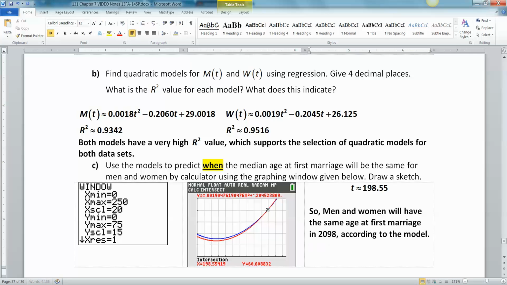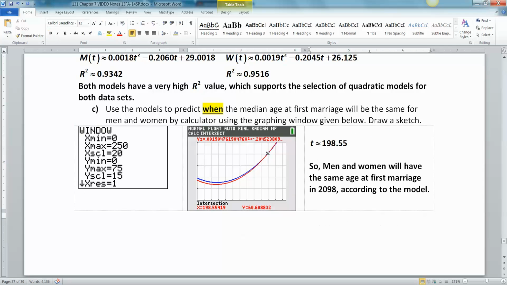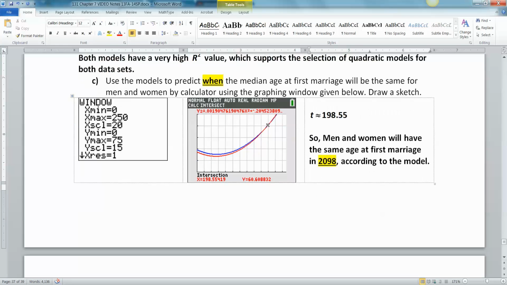Now it doesn't actually look very sensible, because if you look at this, it's saying sure they'll be the same and they'll both be getting married for the first time around the age of 60, which doesn't seem very practical, but nevertheless, that's what the model's saying. So 2098 is actually the answer to the question that was being asked. So it appears that men and women will be married for the first time together in 2098 at the age of 60. That's when men's age at first marriage and women's age at first marriage will be the same.